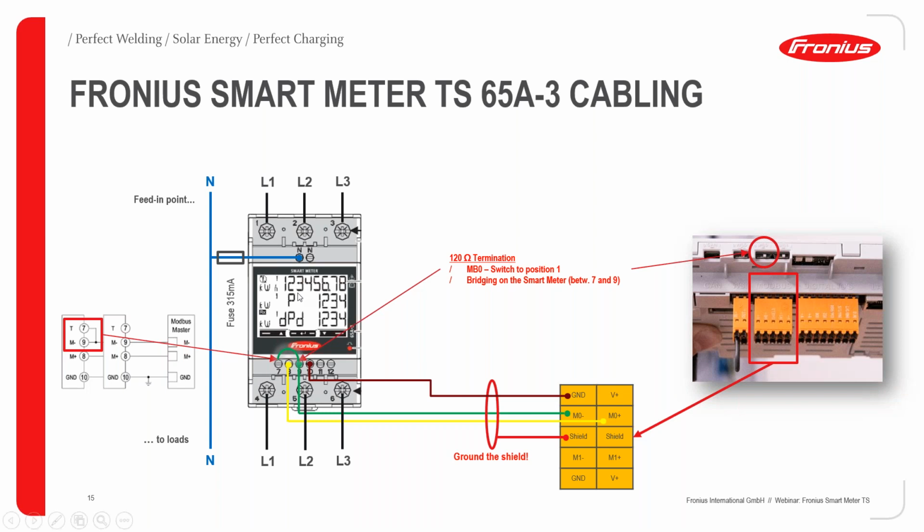So in this case, the data communication end would be the smart meter on one side, and on the smart meter, this 120 ohm resistor is actually already integrated, and that's on terminal 7. So we simply need to make a short cable bridge from 7 to 9, and then we have set our 120 ohm resistor to on. And on the other side, on the Gen 24 inverter, we simply have to do it by a small switch. Just switch it from position 0 to 1, and then we've activated it. So that's the second very important point.